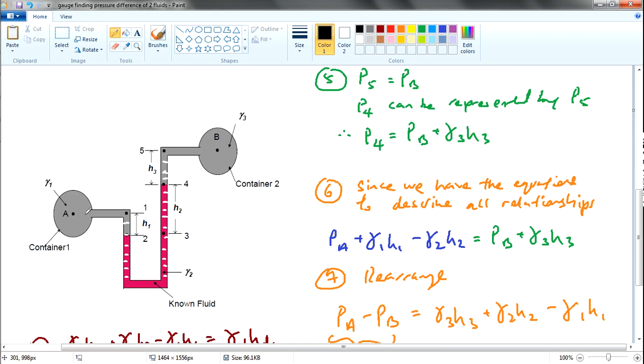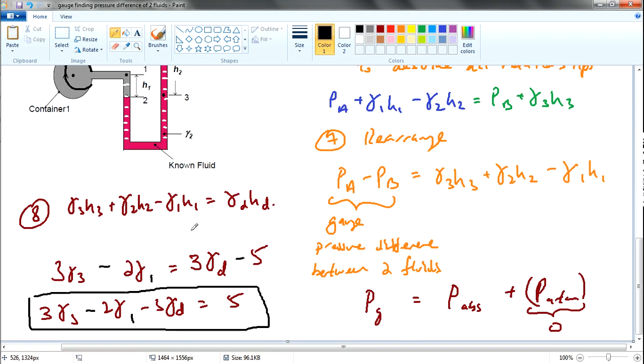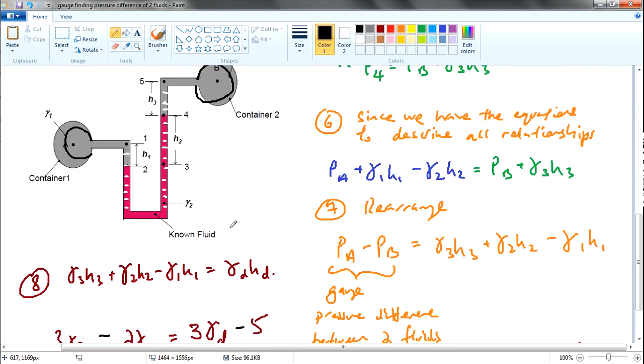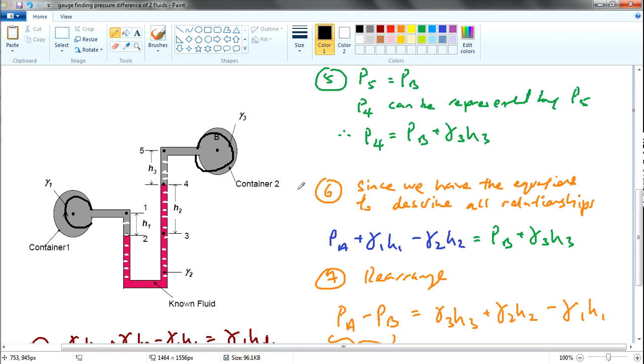is to change the container size. So maybe we change it to a slightly smaller size, and then we measure again, and then we change it to a slightly smaller size again, and we measure everything again. Then we have three equations ready, and then you can solve using simultaneous equations.